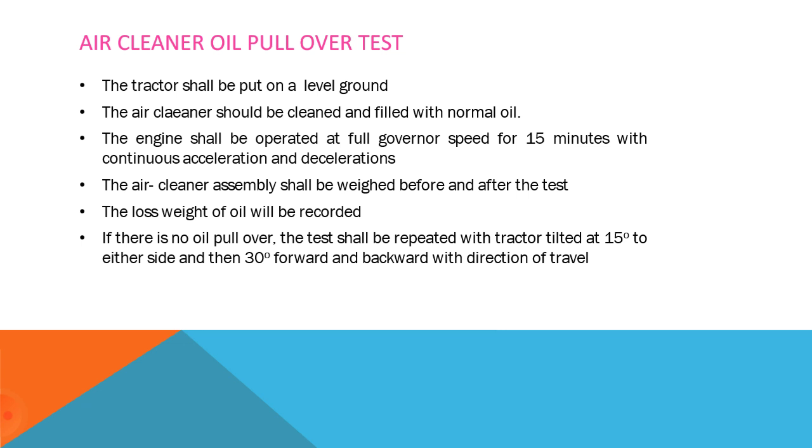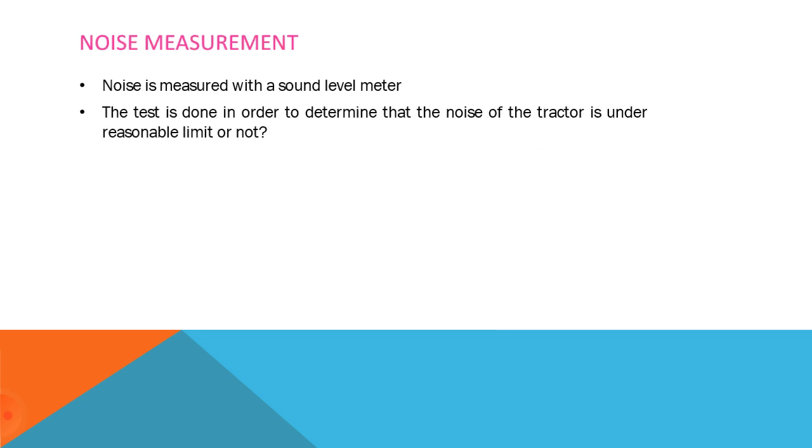which is the amount of oil spilled over. And if there is no spillover, then the test can be repeated by placing the tractor in a tilted position of 15 degrees on either side, 15 degrees to the front and 15 degrees to the back, and also a 30 degree tilt to the forward and reverse side in the direction of travel. It can be repeated by running the tractor for 15 minutes at full governor speed, and checking whether any oil spillover is there.